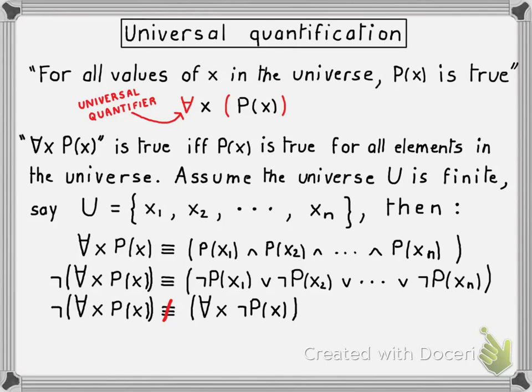Remember that a natural way of proving that two propositions are not logically equivalent is to find a counterexample, that is, a situation where one is true and the other one is false. And here it's not very hard to do. For example, let's pick for U the domain of the integers between 10 and 20, say. So x1 equals 10, x2 equals 11, ... xn equals 20.